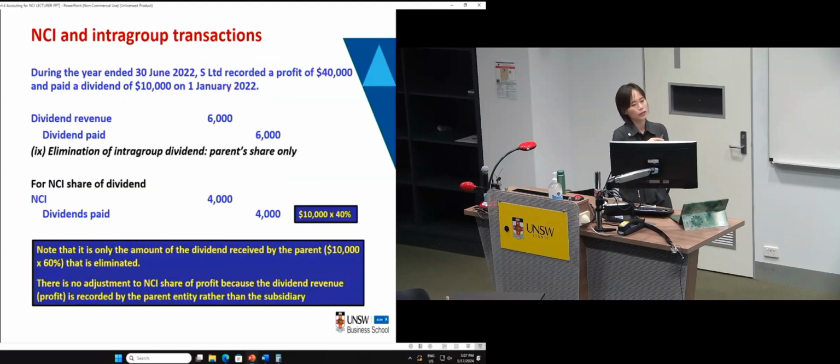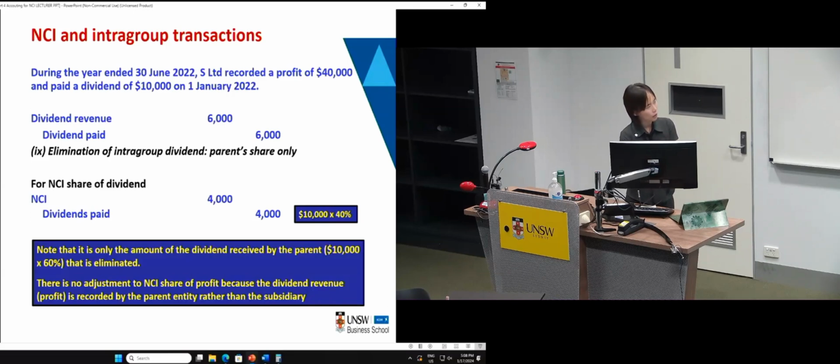All right. Now, let's move on to look at dividend. Remember that the subsidiary paid 10,000 dividend. The parent's interest in the subsidiary is 60%. Therefore, the parent records a dividend revenue of 6,000, and that is your intragroup dividend revenue. It is paid by the subsidiary and received by the parent, and they are in the same group, so that is intragroup dividend revenue.